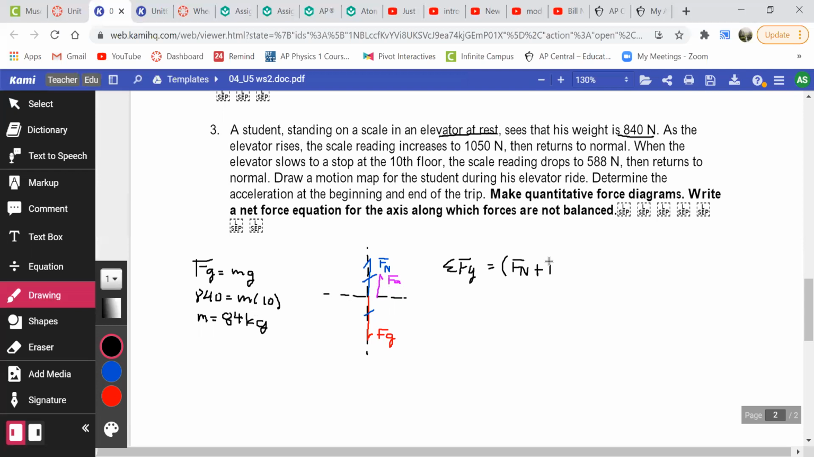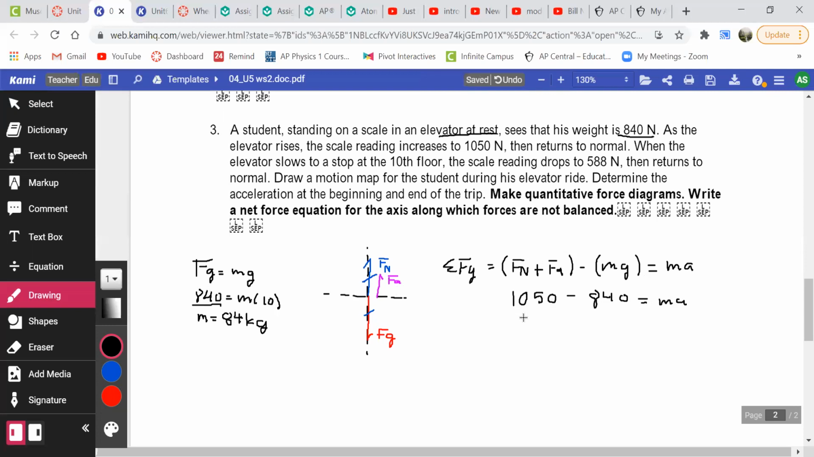Normal force plus Fa minus mg. That's the force of gravity. This equals ma. All right, well, I know that this term right here, normal force plus the applied force, that's what the scale reads. So this is 1050. mg, I already calculated that m was 84, and we were given that 840 is the force of gravity. This equals ma.